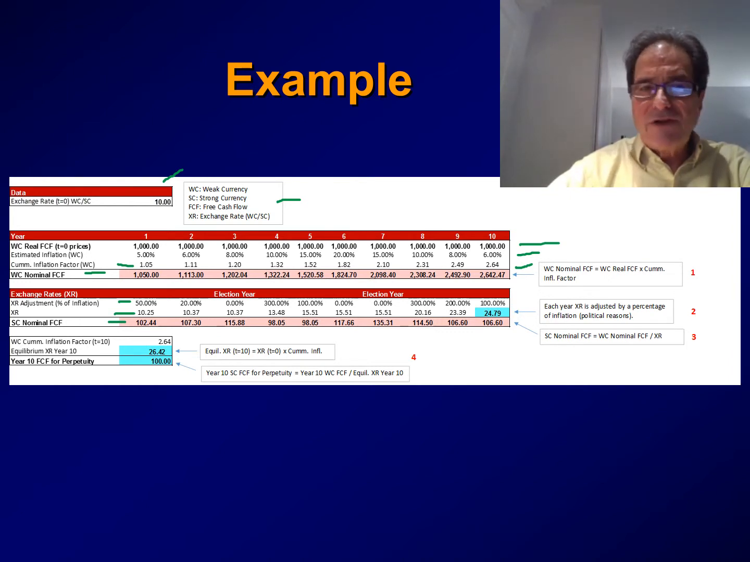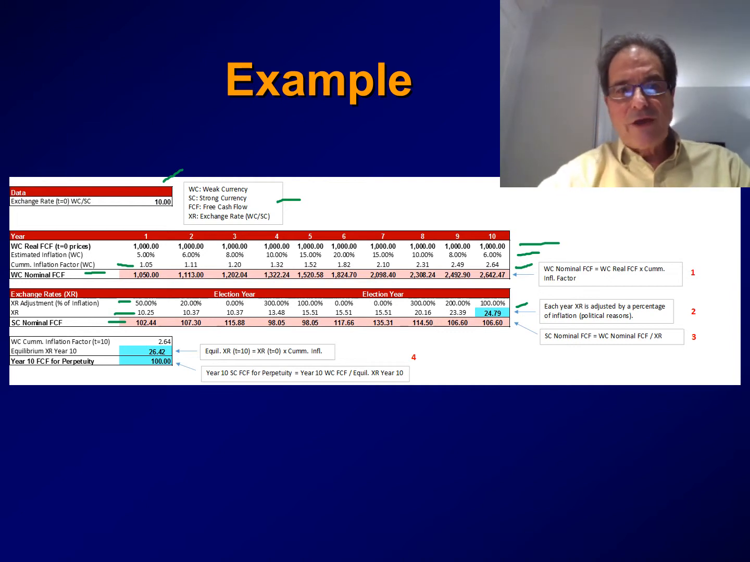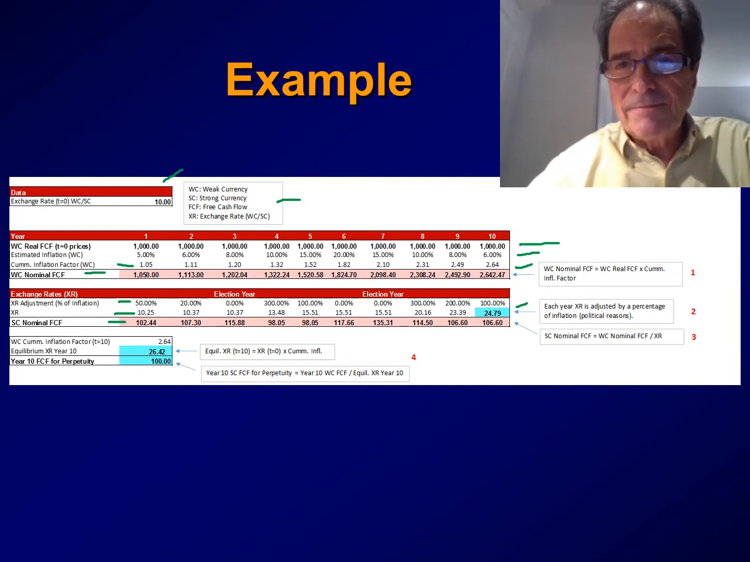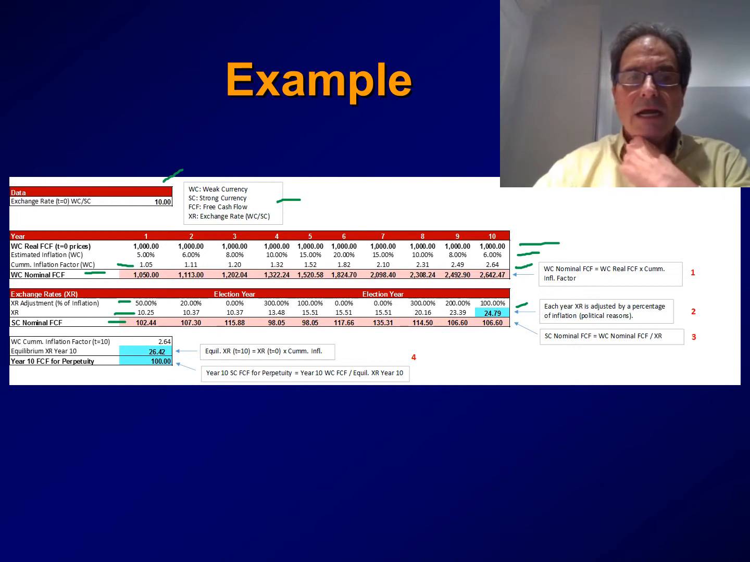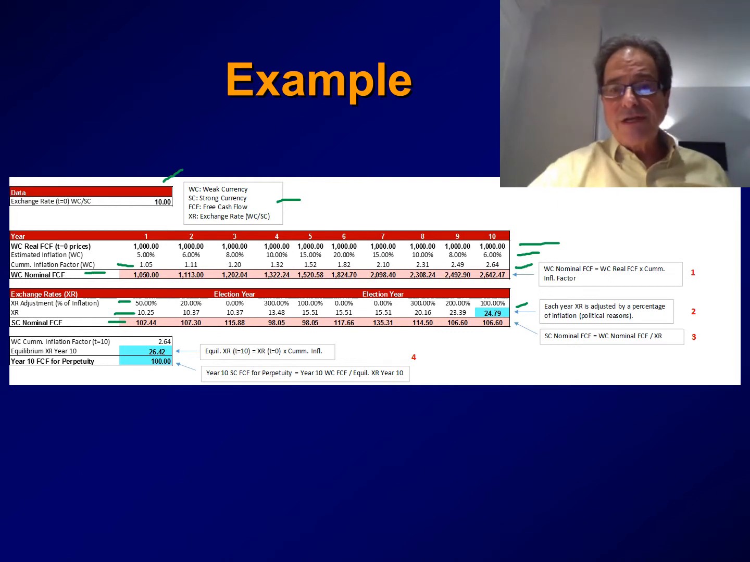And we do the same every year until we reach the final year, year 10, in which we have a cumulative exchange rate of 24.79, and we have a weak currency nominal free cash flow of 2,642.47. So the strong currency nominal free cash flow will be 2,642.47 divided by the exchange rate of year 10, which is 24.79. So the result is 106.60.